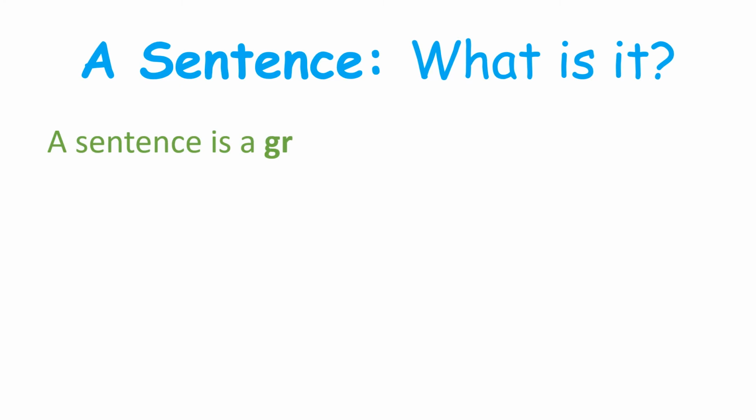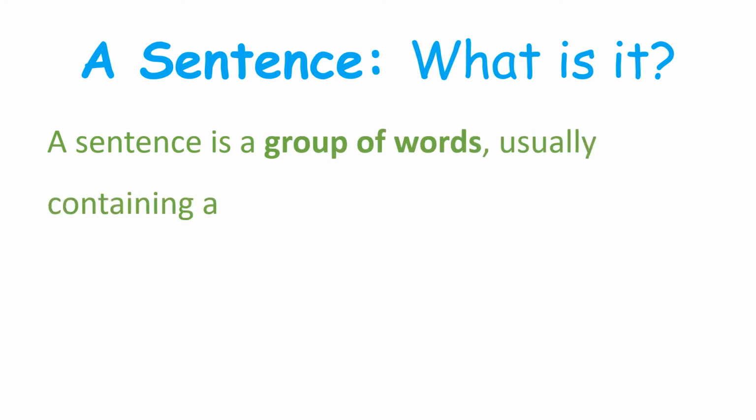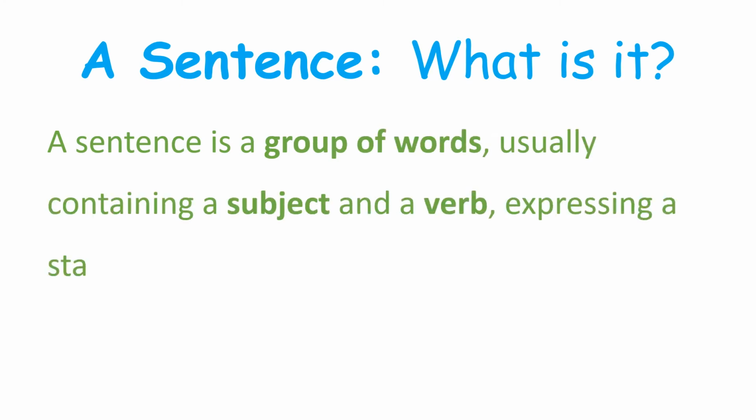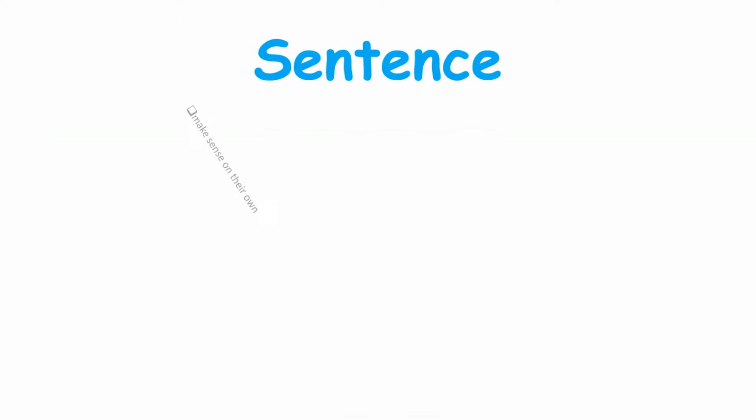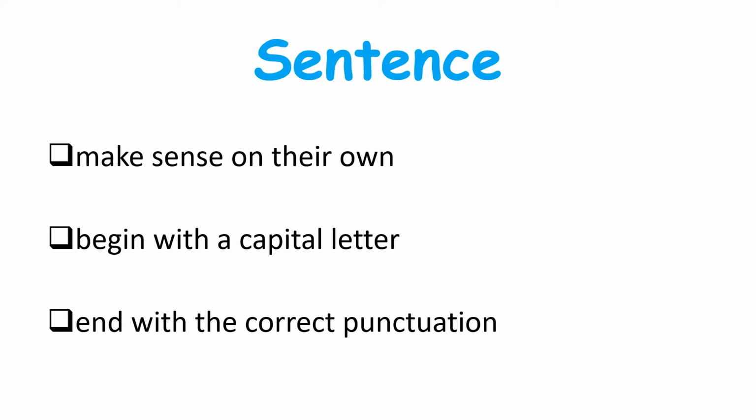So now let's look at the definition of a sentence. A sentence is a group of words usually containing a subject and a verb expressing a statement, question, instruction, or exclamation. They make sense on their own. They begin with a capital letter and end with the correct punctuation. So for instance, if you're asking a question, you end your sentence with a question mark. If it's an exclamation, you end it with an exclamation mark. And if it is a statement, you end it with a full stop.